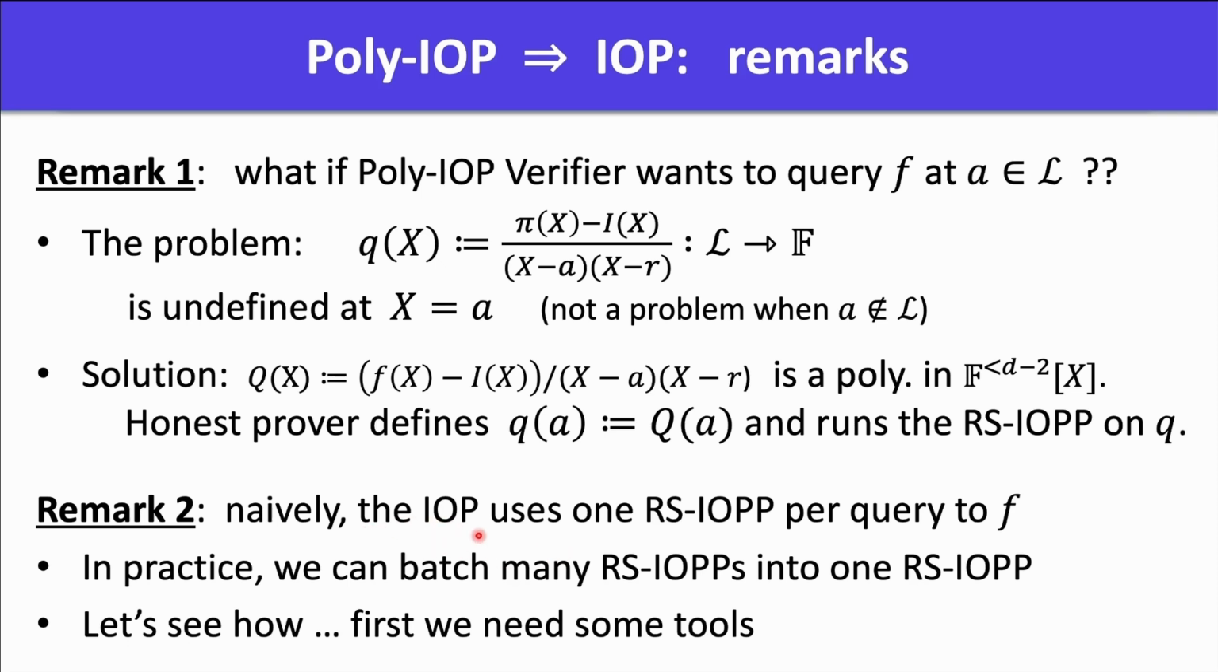The IOP has to use one IOPP for every query of f. Running these Reed-Solomon IOPPs is not cheap, and so we'd like to basically compress all these Reed-Solomon IOPPs into a single Reed-Solomon IOPP. And it turns out we can do that using a batching technique that allows us to batch many Reed-Solomon IOPPs into a single one. And so that's the thing I want to show you next. But to do that, we first have to develop some tools.